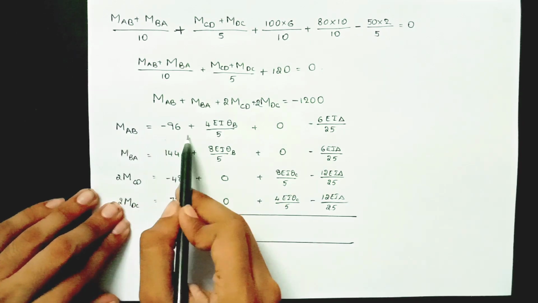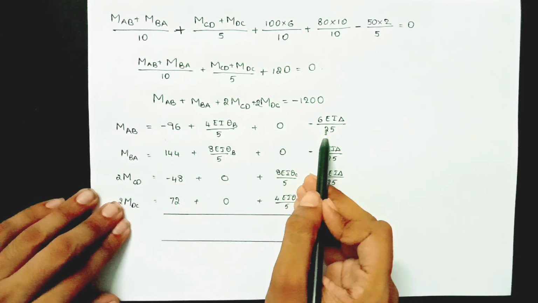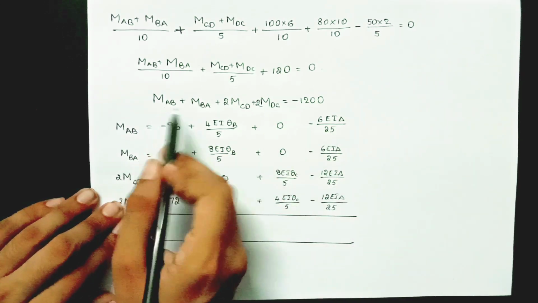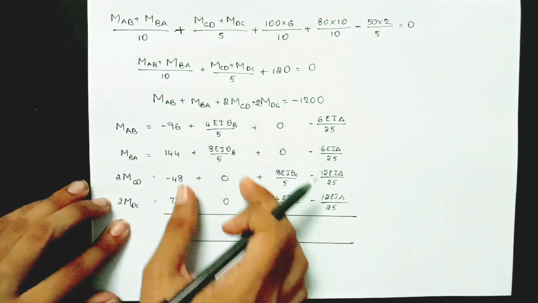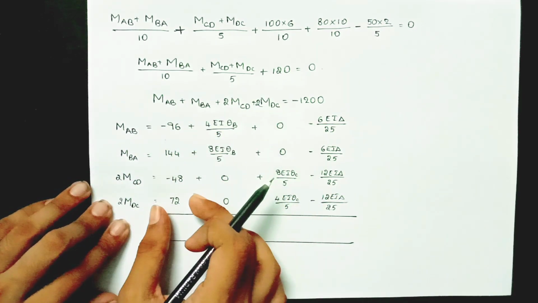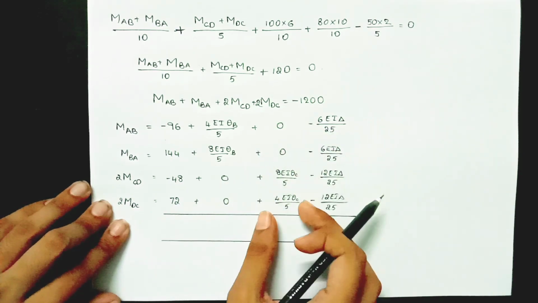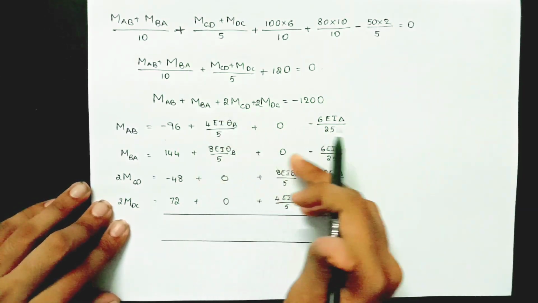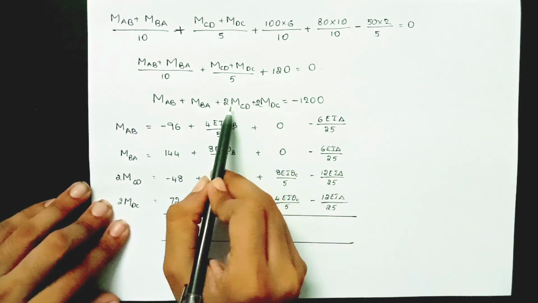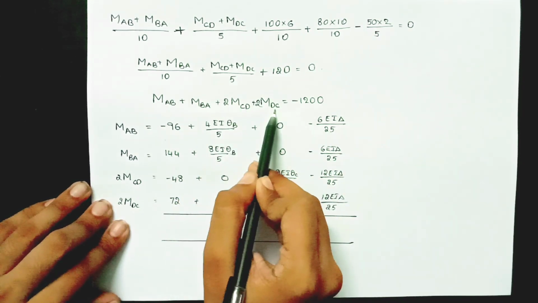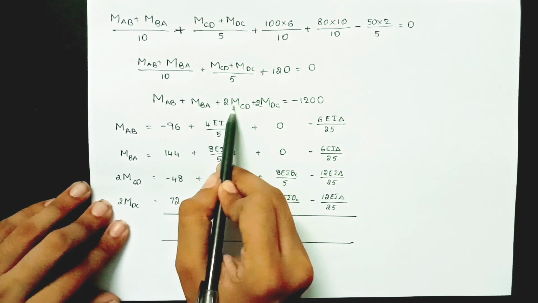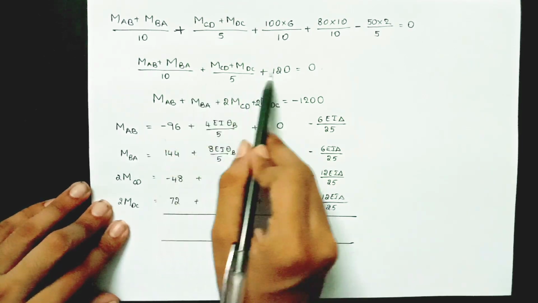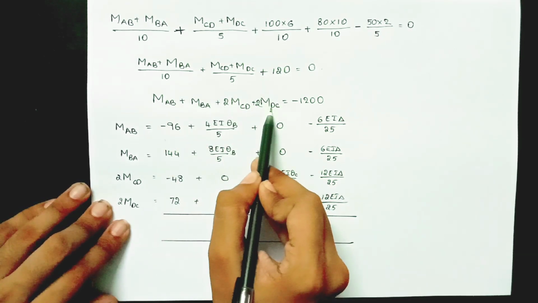From step 2, I have already obtained the equations. The same equations I have written in a systematic manner: all the constants, theta B terms, theta C terms, delta terms. While writing MCD and MDC, don't forget to multiply with 2. So on simplifying this equation, you will get 2 MCD plus 2 MDC.